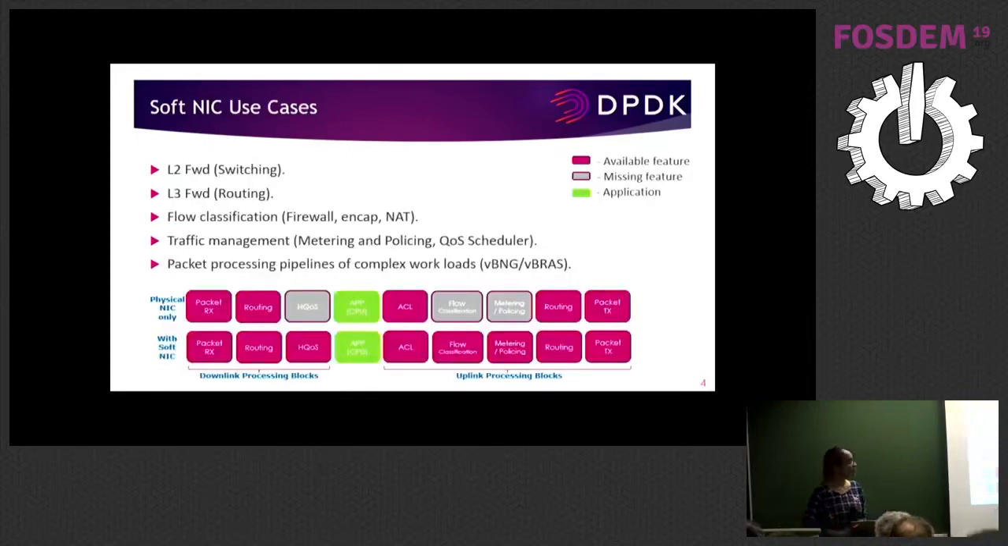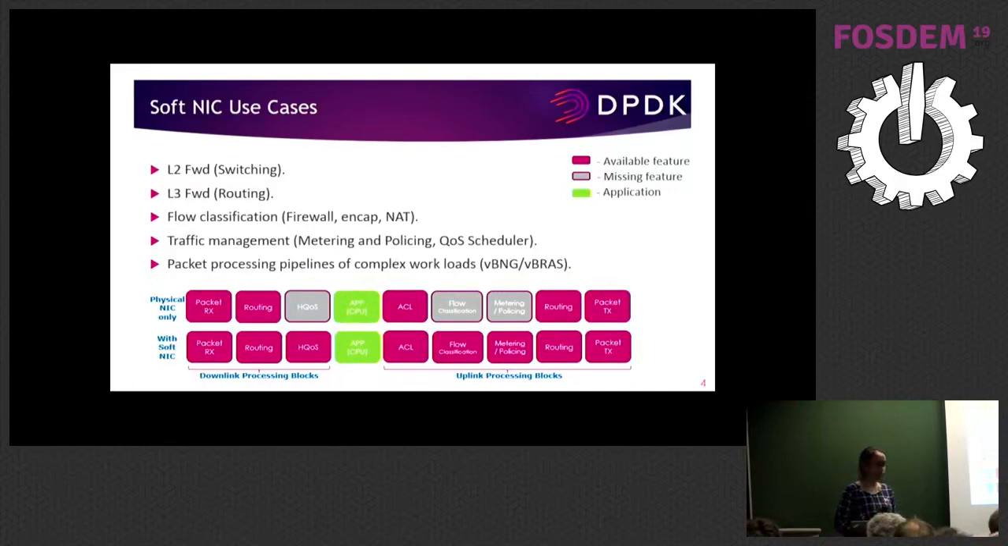So next slide will be on use cases. Let's start with the basic use cases which we can achieve with the SoftNIC. Basic use cases could be switching and routing, and some flow classification related use cases would be firewall, encapsulations like GRE, and then NAT related applications also can be achieved. And traffic management related like QoS, policing and metering also can be done with this SoftNIC.